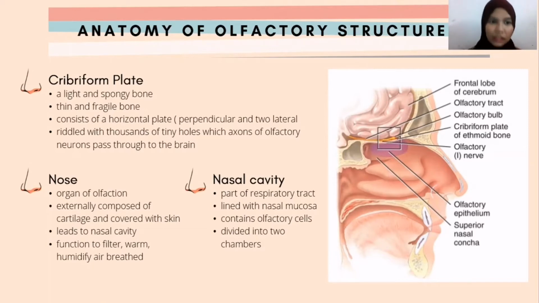Next, we have the nose. The nose is an organ of olfaction, externally composed of cartilage and covered with skin, and it leads to the nasal cavity, whose function is to filter, warm and humidify the air we breathe. Next, the nasal cavity is part of the respiratory tract and lined with nasal mucosa, contains olfactory cells, and is divided into two chambers.